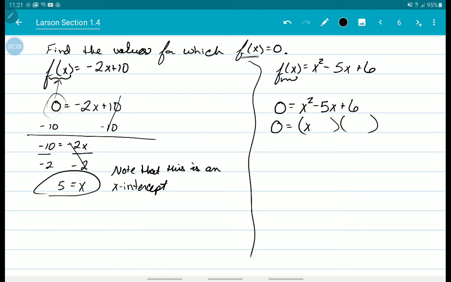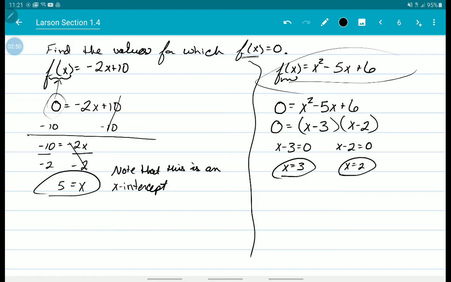So this guy factors into x minus 3 times x minus 2. And then we can set each factor equal to 0. If I add 3 to both sides, I'm going to get x equals 3. And I'm going to get x equals 2 here when I add 2 to both sides. And once again, this guy is an x-intercept of that function.